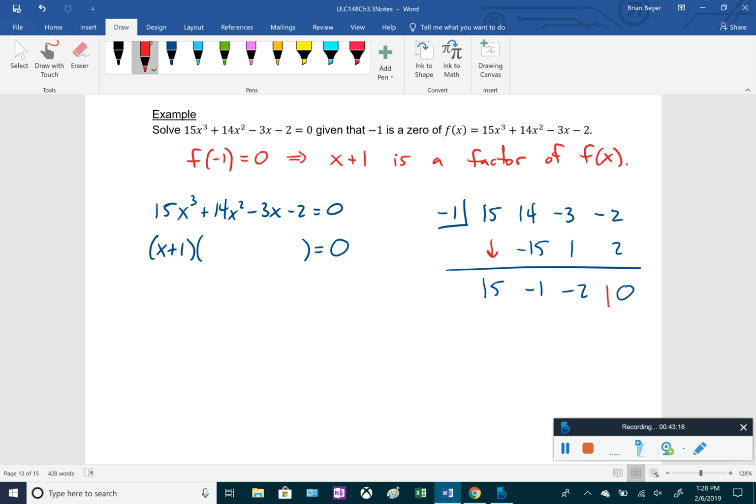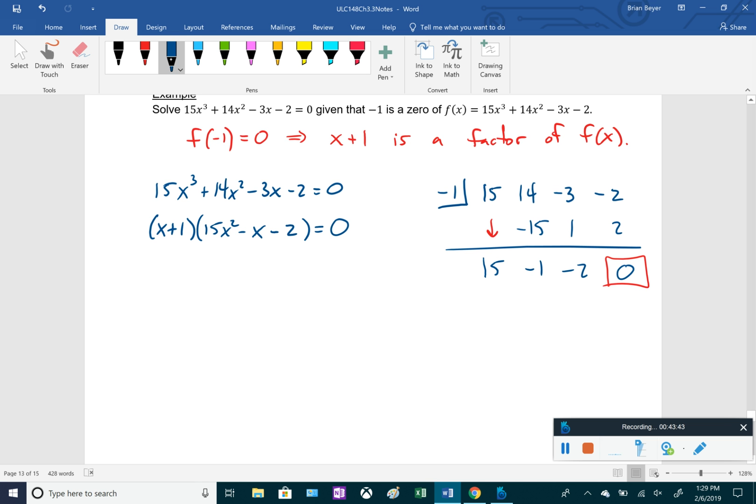Make sure that you always get a remainder of 0 for these questions based on the remainder theorem. So those are the coefficients of our quotient. So that's going to be 15x squared minus x minus 2. Both of these examples had a quadratic as our quotient because they were originally degree 3.